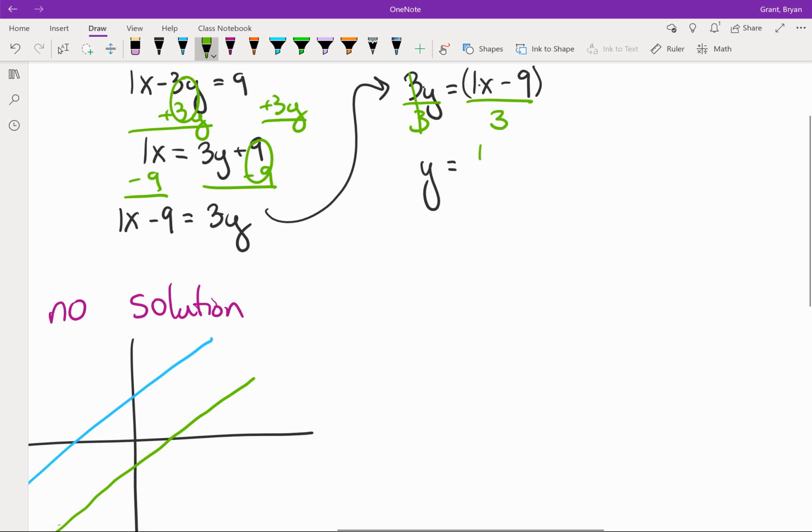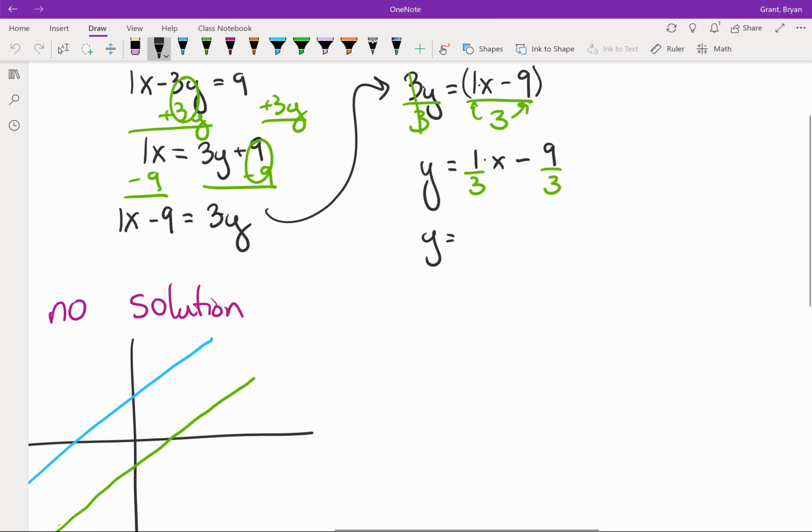I have a 1 that's going to get distributed by a 3. I should probably keep my same colors here. I have a 1, and that needs to be divided by 3. And then I have this minus 9, which also needs to be divided by 3. I'm distributing this division to each term. So now let's clean it up.